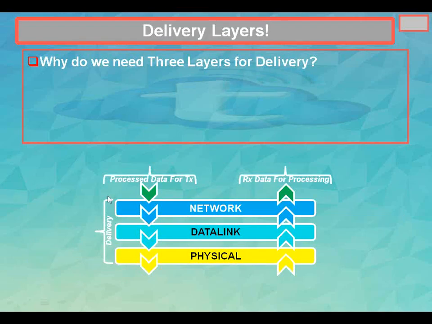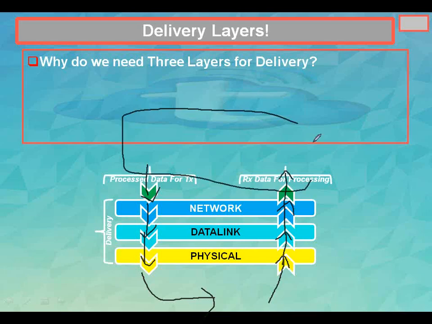Now you see, delivery layers are three. If you give the processed data to the higher-level delivery layer, network, then with the help of its lower-level delivery layers, data link and physical, the data will be delivered to the destination. On the destination side, if the data is received by physical, it will be forwarded to the data link layer, then to the network layer. It will forward it for processing to the higher layers. Actually, the processing layers are above. So processed data will be given to delivery, and received data will be sent to processing.